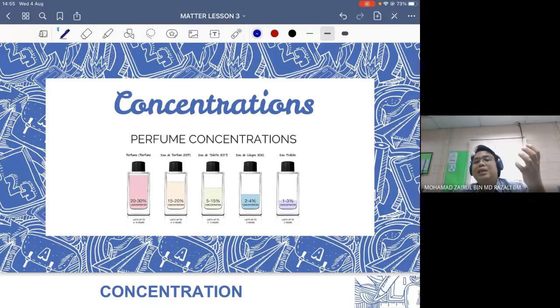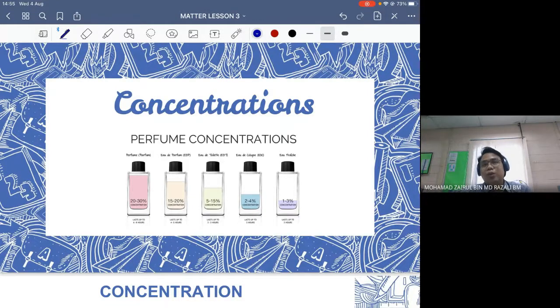Normally perfume memang kita akan guna alcohol sebagai solvent because alcohol has a very low boiling point. So maknanya kalau kita spray perfume tu, dia punya droplet tu is very small, so dia akan disperse easily in the air. Compare kalau kita guna water. Sebab alcohol dia punya boiling point around 25, which is at room temperature, 25 or 30.